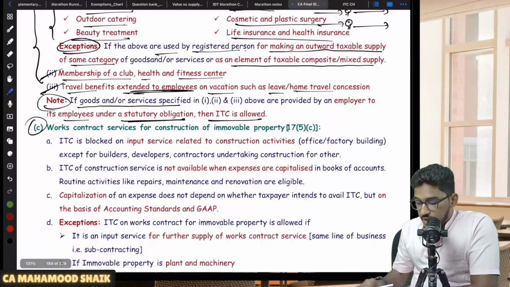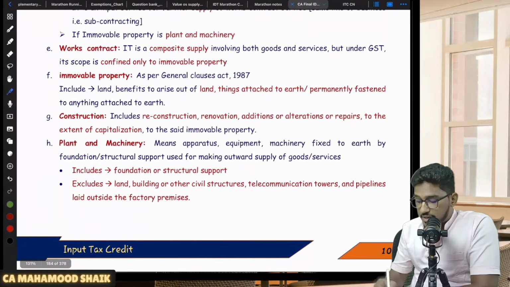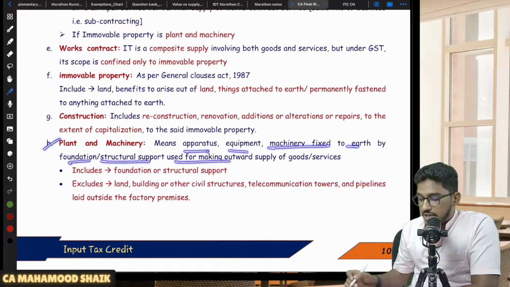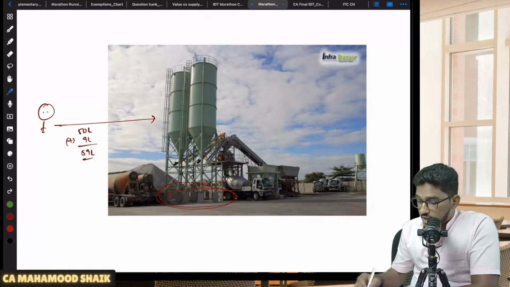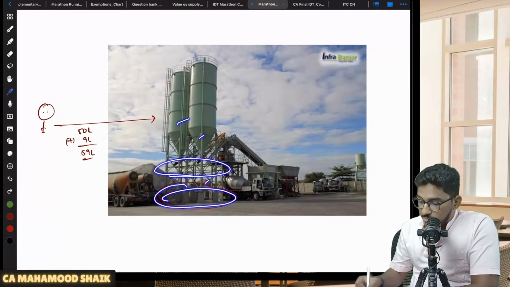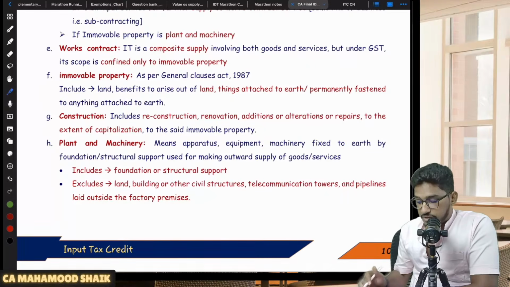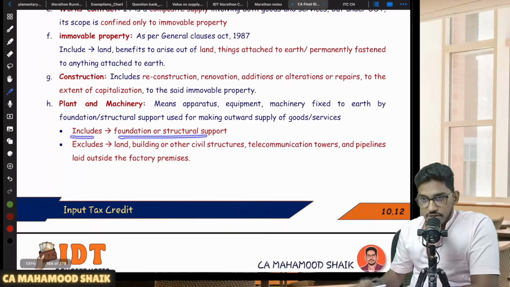What will come here, what will not come here in the plant and machinery, that is very important. So what is plant and machinery? It means apparatus, equipment, machinery fixed to earth by foundation or structural support used for making outward supply of goods or services. So if you come here, this machinery, this apparatus, this foundation, this structural support, everything will fall under plant and machinery definition. So it even includes foundation or structural support also.